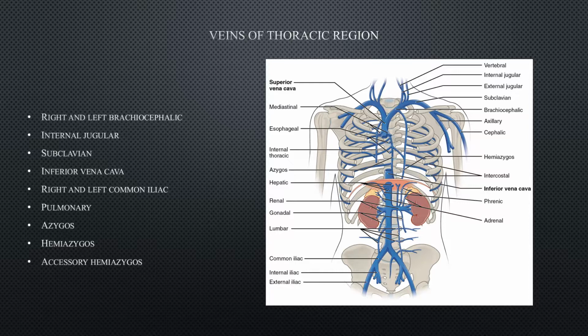The superior vena cava is formed by the union of the right and left brachiocephalic veins. The brachiocephalic veins are formed by the union of the internal jugular vein and the corresponding subclavian vein. The vein that drains the capillary beds in the lungs is the pulmonary vein.